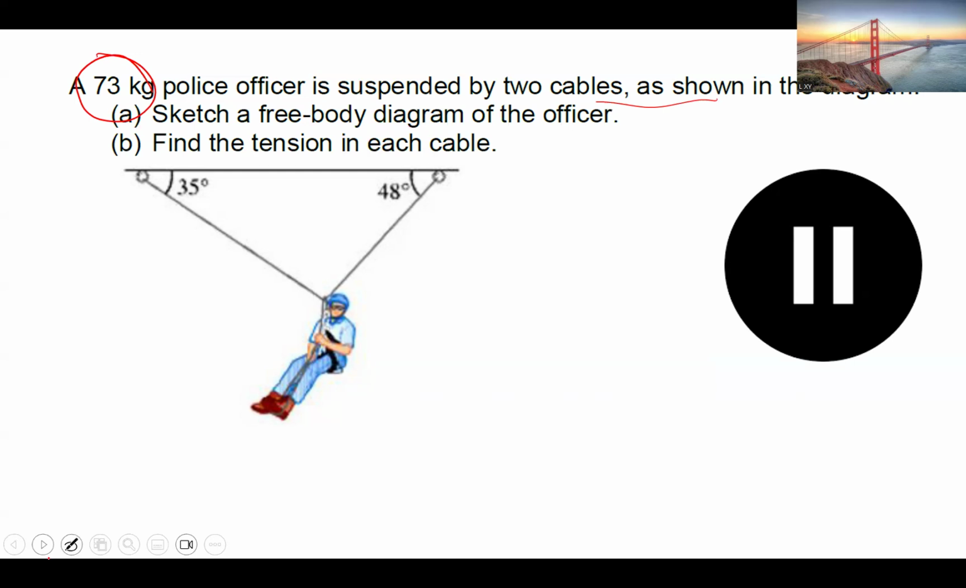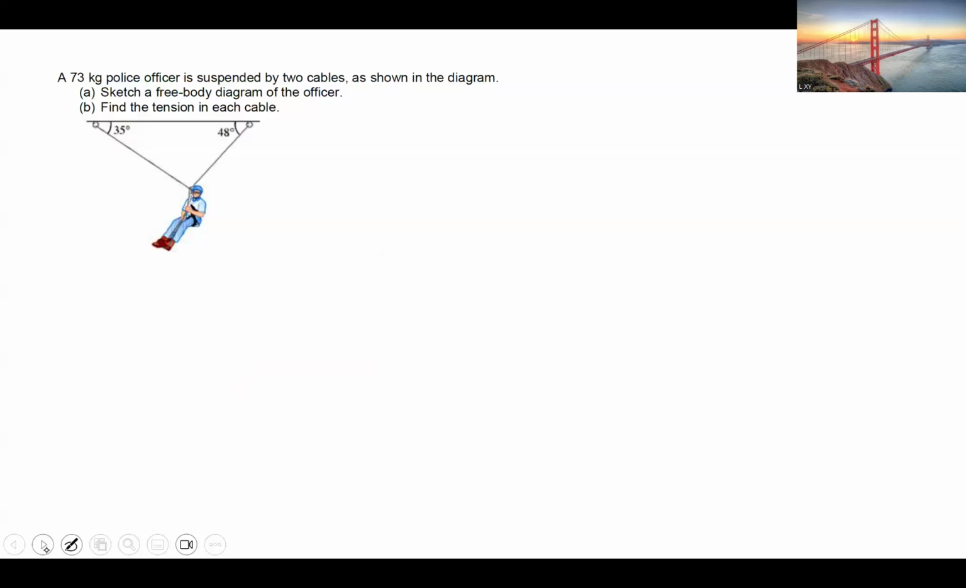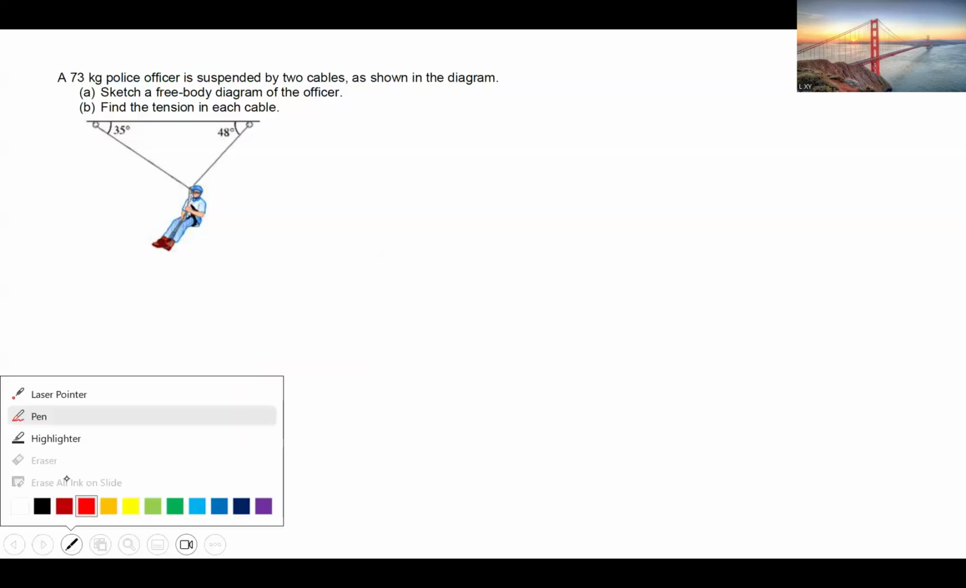Okay, great. So I hope you have solved the problem. Now I'm going to show you how I approach and solve this problem. First, I'm going to draw the free body diagram of the police officer.